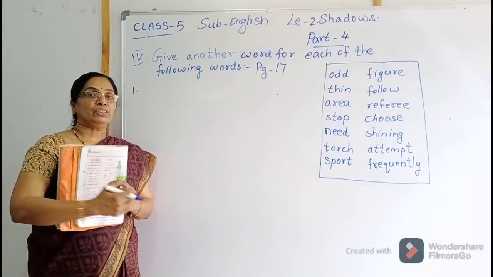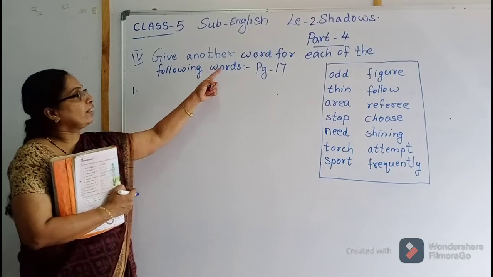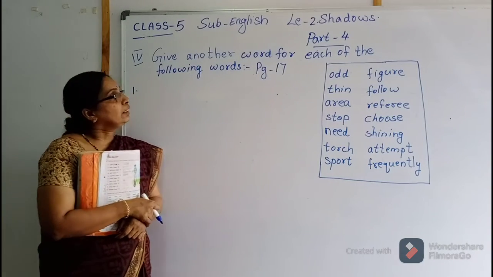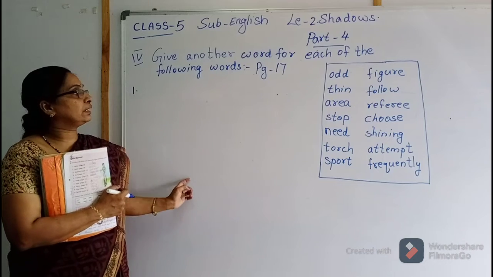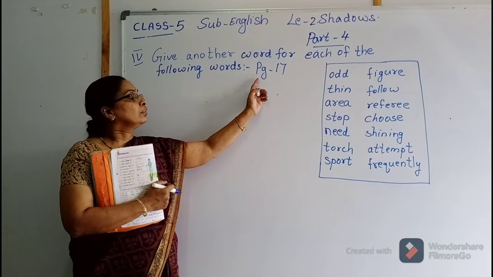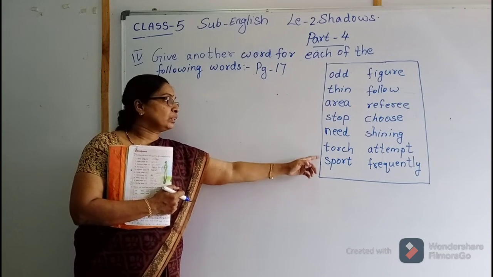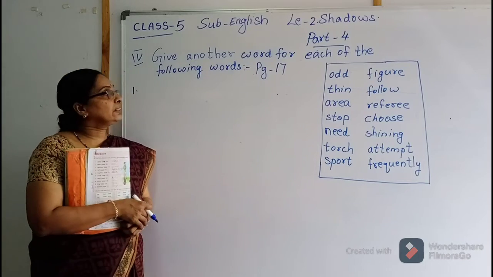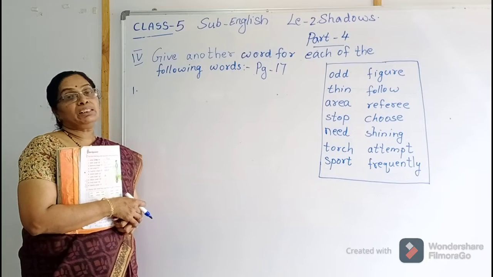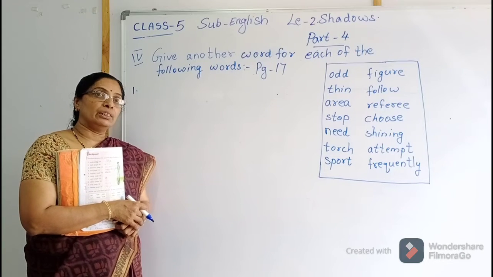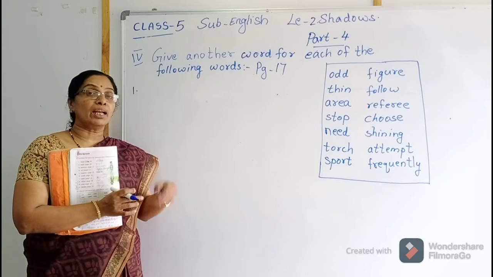Next exercise, give another word for each of the following words. Here we are getting some words and we have the options in the column. It is in the textbook page 17, children. Another word means same word, not opposite. Same meaning word. Okay, another word.